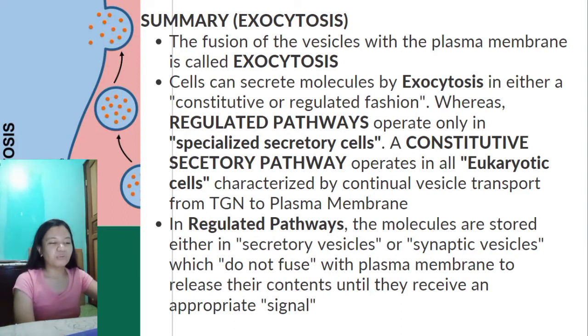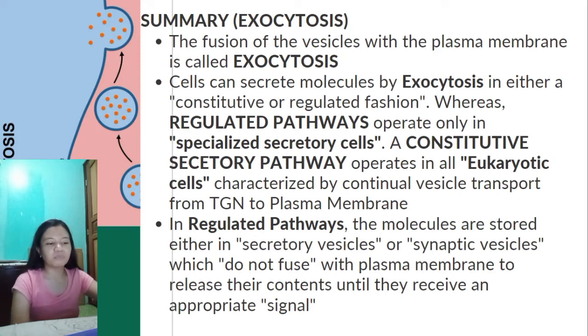So summary for the exocytosis, the fusion of the vesicles with the plasma membrane is tinatawag na natin na exocytosis. So cells can secrete molecules by exocytosis in either a constitutive or regulated fashion. Whereas yung mga regulated pathways is nag-ooperate lamang sila sa mga specialized secretory cells. While yung constitutive secretory pathway is nag-ooperate naman sila sa lahat ng eukaryotic cells, which is characterized by continual vesicle transport from TGN papuntang plasma membrane.